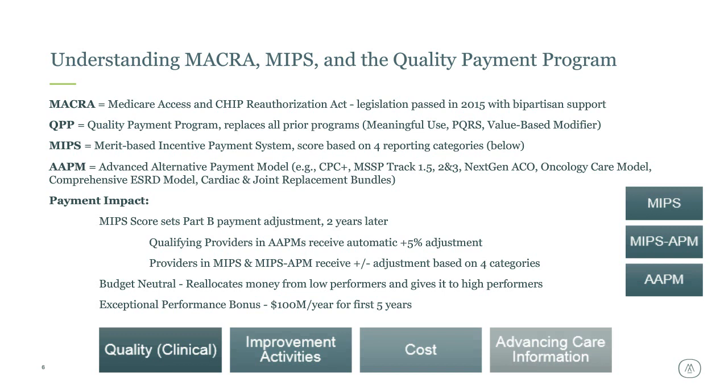And you can have a positive or negative payment adjustment just based on how well you do and if you meet certain performance thresholds in these 4 categories. So the reason why some providers would be incentivized or would want to be in this advanced alternative payment model bucket, and they're willing to take on risk, is because they get that automatic plus 5% payment adjustment. So that's a pretty good incentive. In the first 5 years of the program, there's also an exceptional performance bonus, $100 million a year, that is divided up amongst providers that are really in that top 1% or get the highest scores.